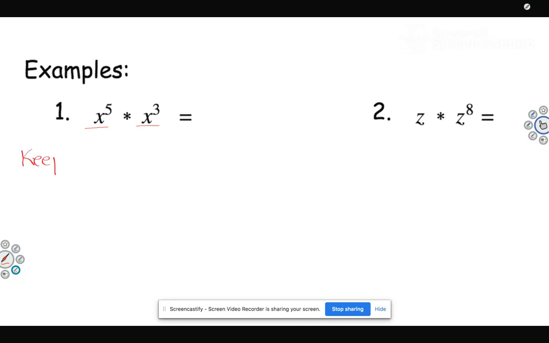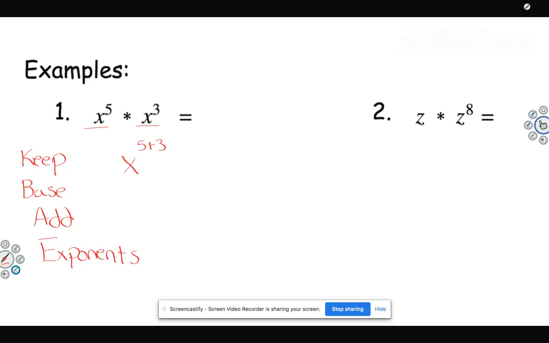I'll write it out here again. Keep base. Add the exponents. So our base here, like we mentioned before, is x. They're both the same, so we keep that. And then we're going to add our exponents. Our exponents are 5 and 3, so this will be written as 5 plus 3.